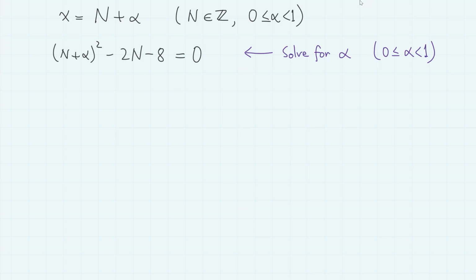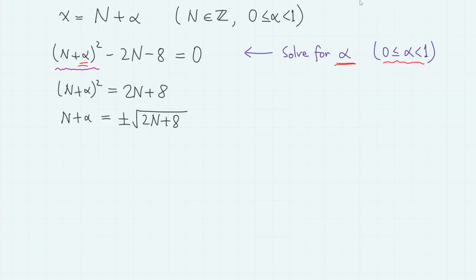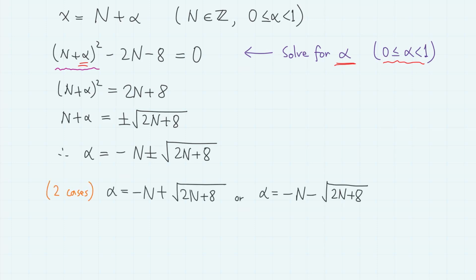The gist of the first method is that we solve for alpha because we have the useful range condition for alpha. So let us solve for alpha. Here we have alpha inside the completed square, so instead of expanding, let us write (n plus alpha) squared equals 2n plus 8. Hence n plus alpha equals plus minus square root of 2n plus 8. So we have alpha equals minus n plus minus square root of 2n plus 8. So we have two possible expressions for alpha, one with the plus sign and the other with the minus sign.